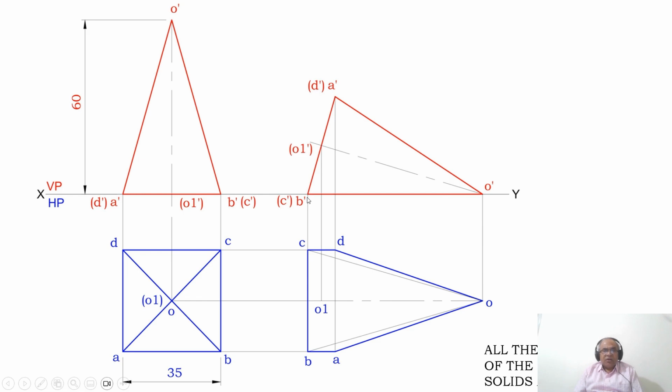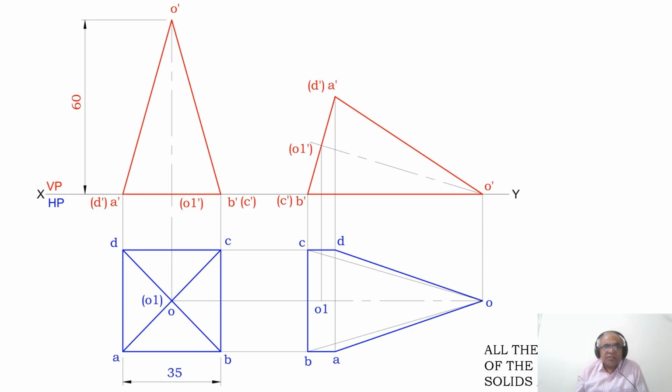How to do that? Draw a vertical projector from B dash and C dash, and draw a horizontal projector from both B and C. These two lines will intersect at this point. You mark that point as B and A. Similarly, draw a vertical projector from O1 dash and from O dash, and draw a horizontal projector from O1 from the initial position top view. These two lines will intersect at this point and this point. You mark this point as O1 and this point as O.